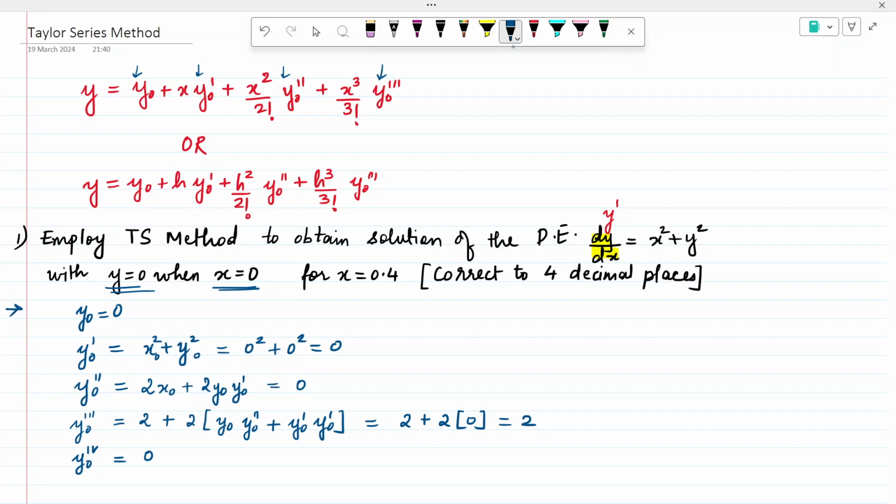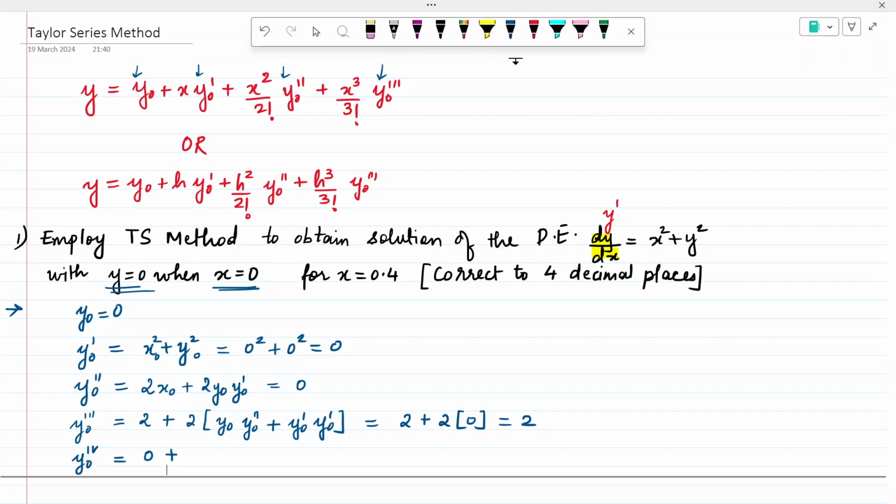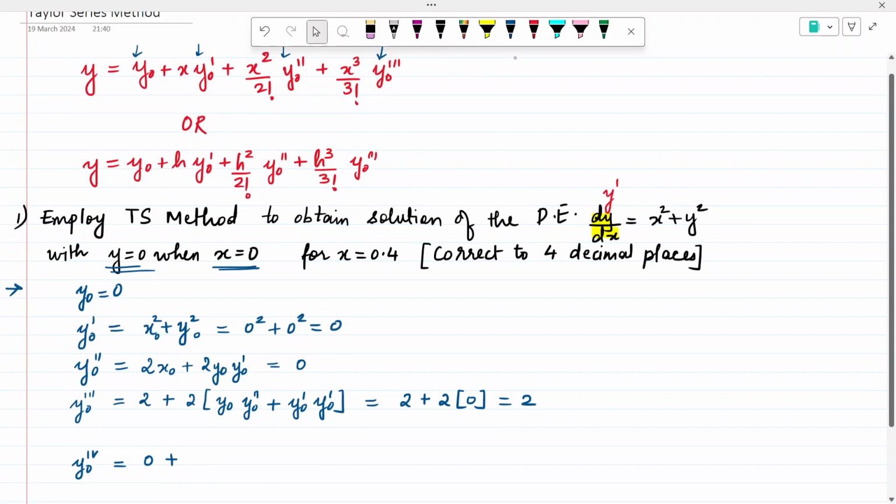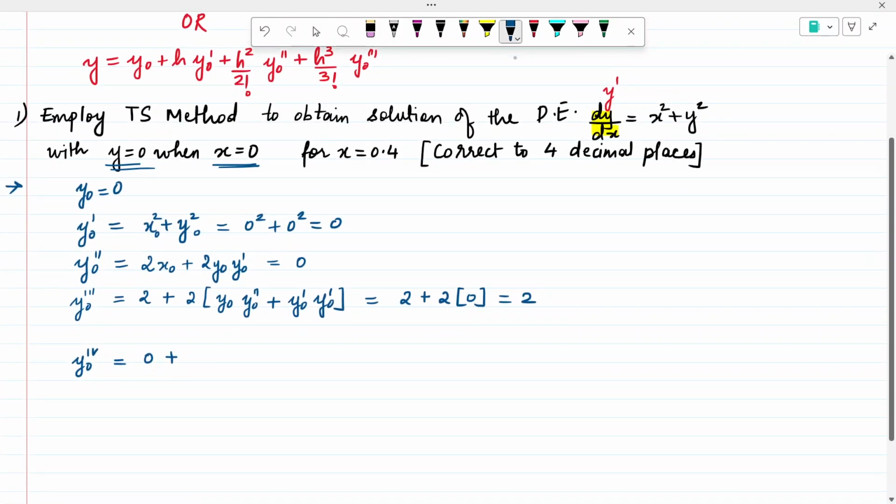Okay. And if you look at any further derivatives, okay, let's do this also. UV rule again. Before I apply the UV rule again, let's simplify a bit, and let me scroll the screen. This is 2 plus 2 times y0 double dash plus y0 dash square.